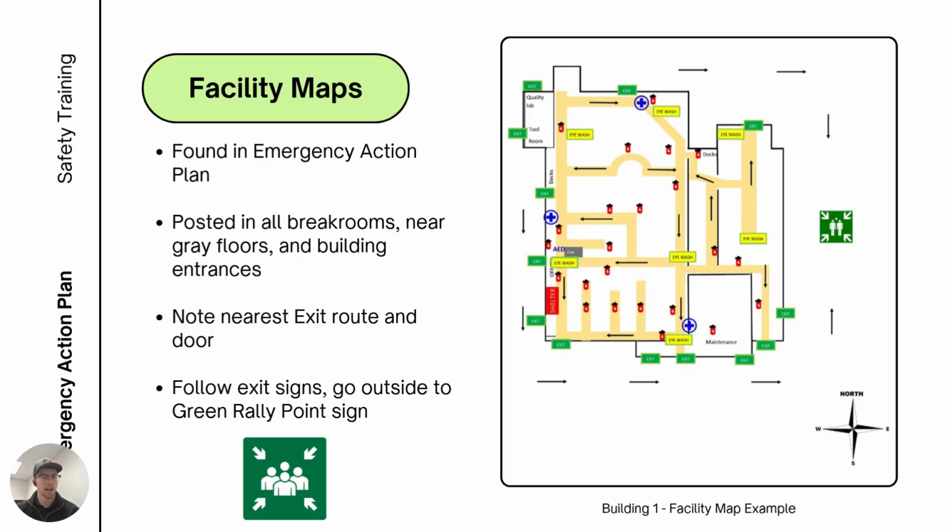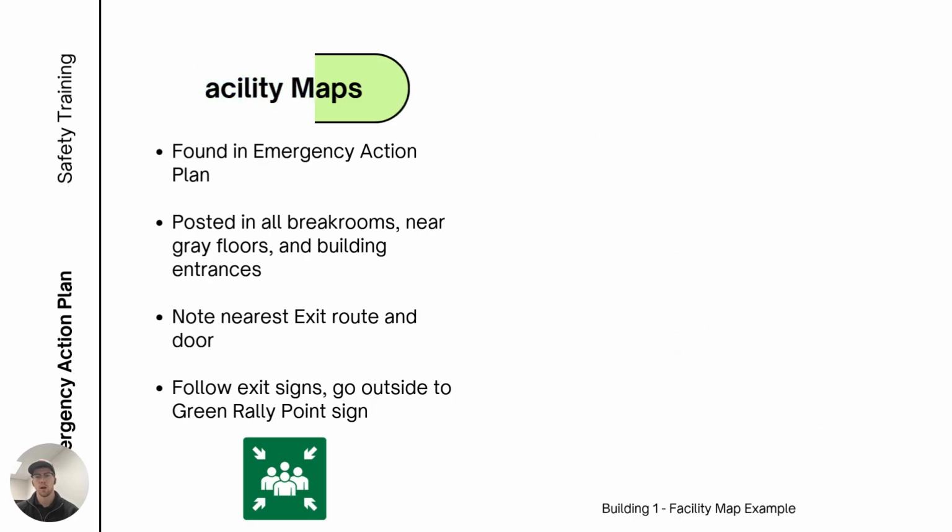So know your nearest exit and rally point. The rally point is found on that green sign outside. And then the exits are also marked in green along the perimeter of the buildings. That green rally point sign is where you'll meet outside if we had to evacuate. Reminder, fire extinguishers are only to be used if you are trained. If not, evacuate safely and assist others where needed.